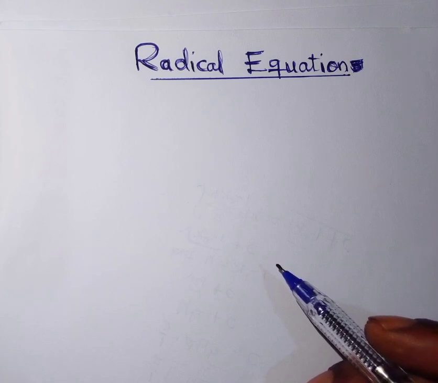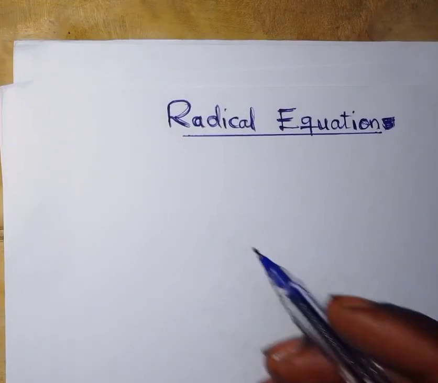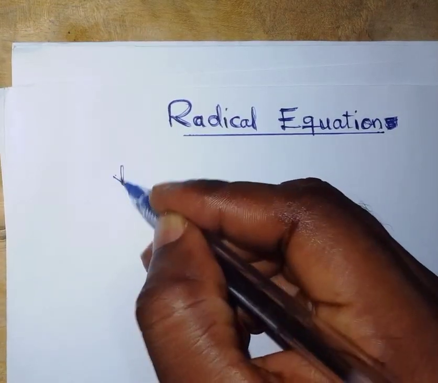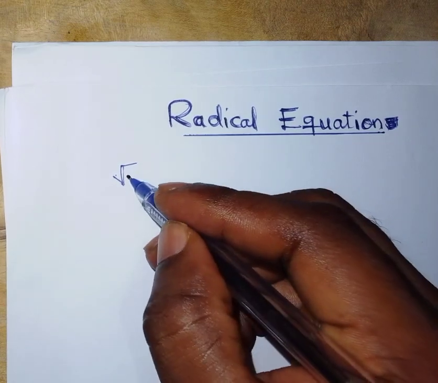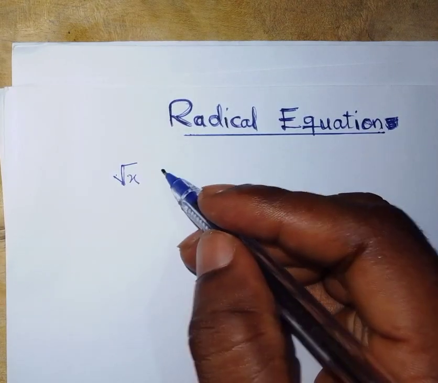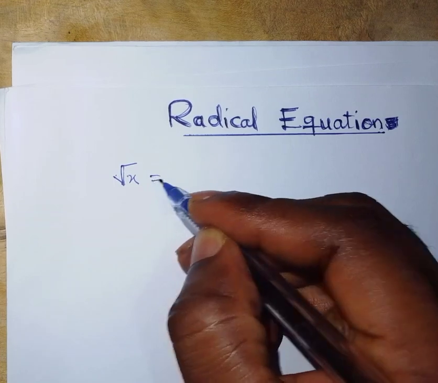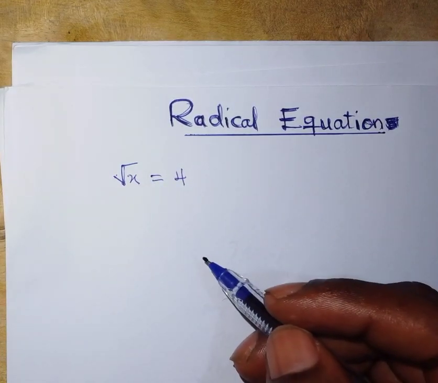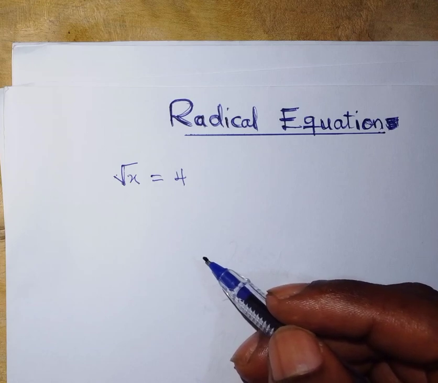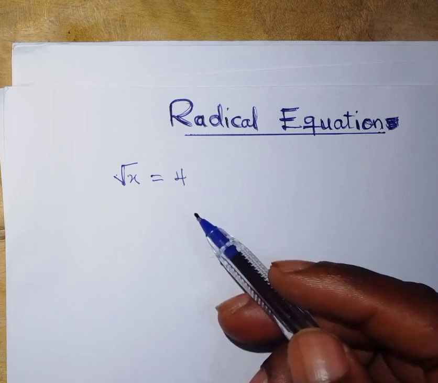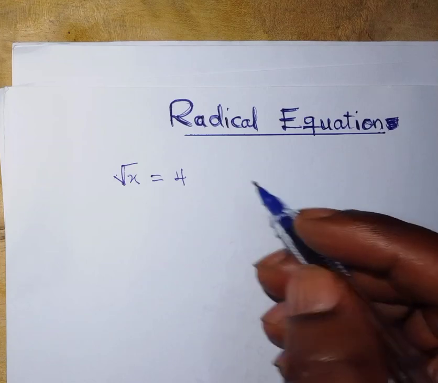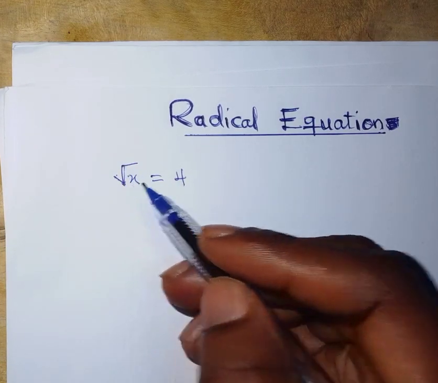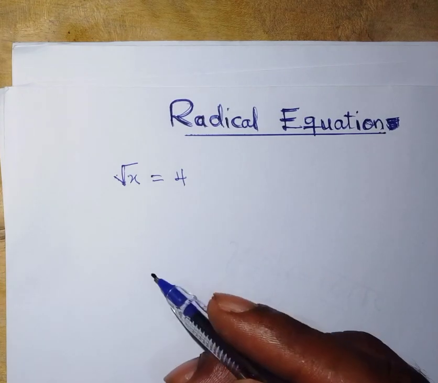Equations. Okay, good. For instance, I can give you, let's say, square root of x is equal to 4. This is an equation involving what? A root, and that is what we call a radical equation. So what you do is, once you have the square root, one thing I want you to take note of is this.